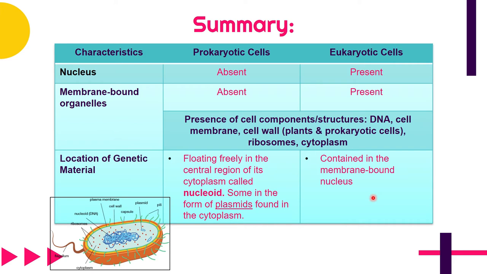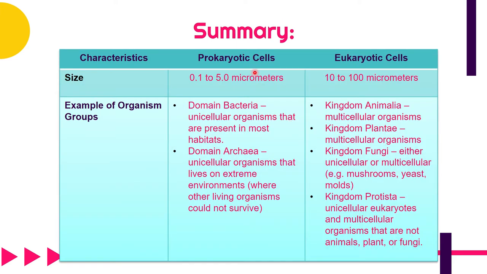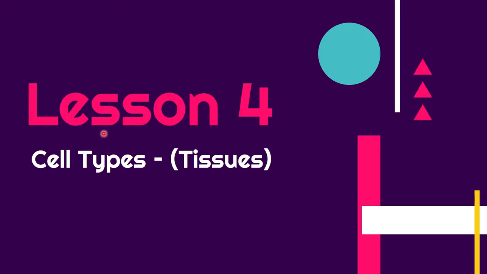Then another difference between prokaryotic cells and eukaryotic cells, which I already discussed earlier, is the size. Eukaryotic cells are bigger because they are more complex because of the organelles. Then I have also mentioned this one. So these are the organism groups that belong to prokaryotes, and these are the organism groups that belong to eukaryotes. Okay? So now we are done with lesson 3. So let us proceed to lesson 4.